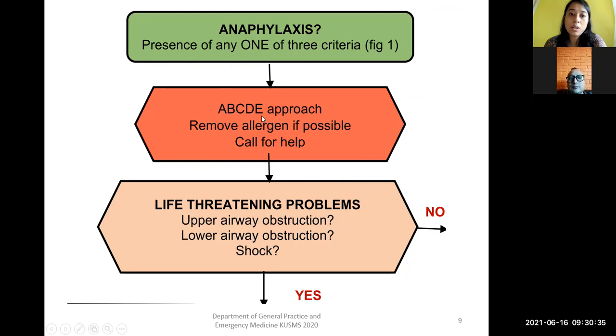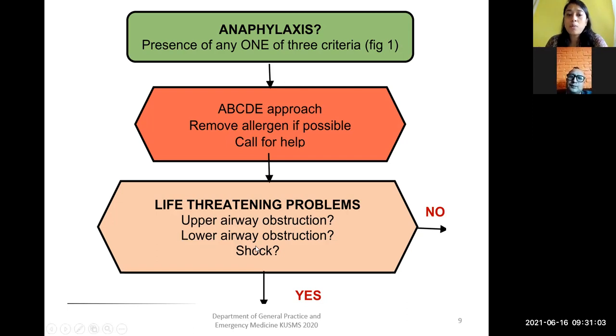Whatever the patient may complain or however they may present, we approach with the airway, breathing, circulation, disability, and exposure approach. And if the allergen is still there, for example, if the allergen was injection ceftriaxone or other drugs which we had just given in our ER and it's still there, the first and foremost thing is to remove the allergen if possible. Anaphylaxis can develop very rapidly and it can be life-threatening, so always call for help.